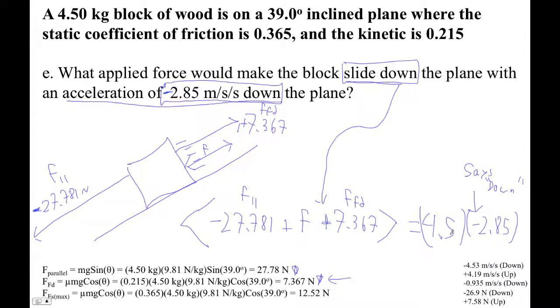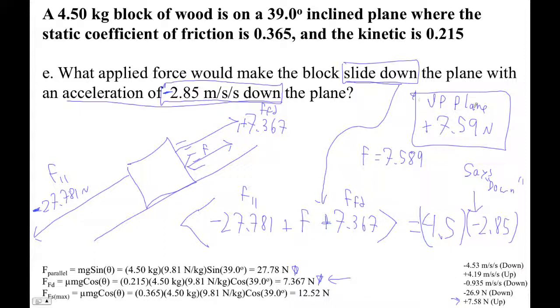Okay, so now we can just do math. 4.5 times negative 2.85. And then let's get rid of this. I'm going to go minus 7.367, and then I'm going to say plus 27.781. And that's 7.589, which actually would be positive 7.59 newtons. And I think because we're only carrying like 4 digits there, we're slightly off of the answer from there, but that's okay. That's the actual answer there, right? So this is up the plane.